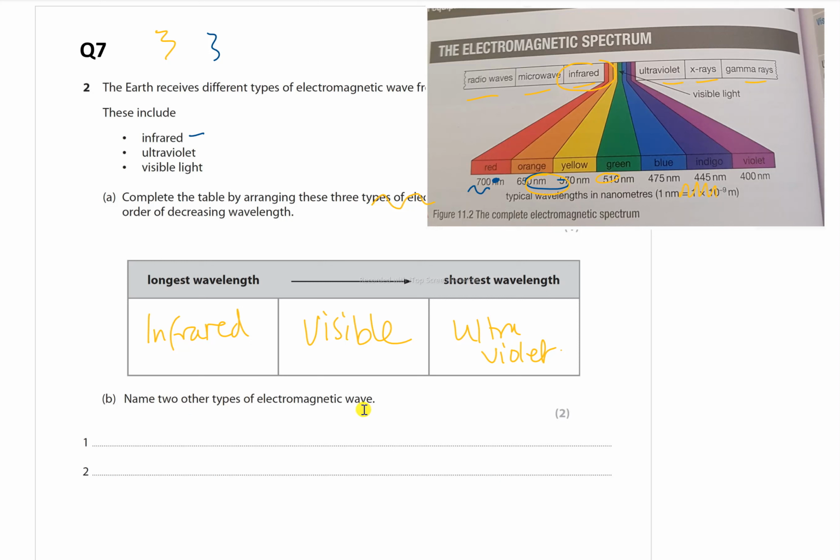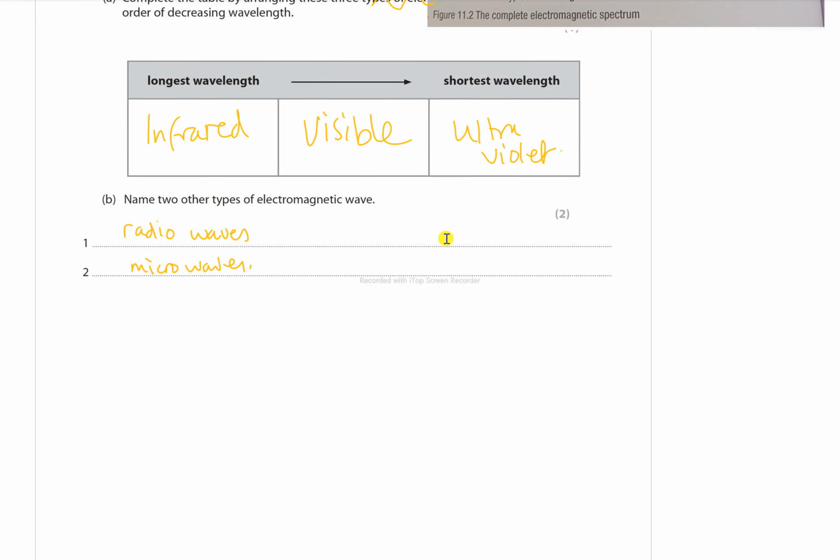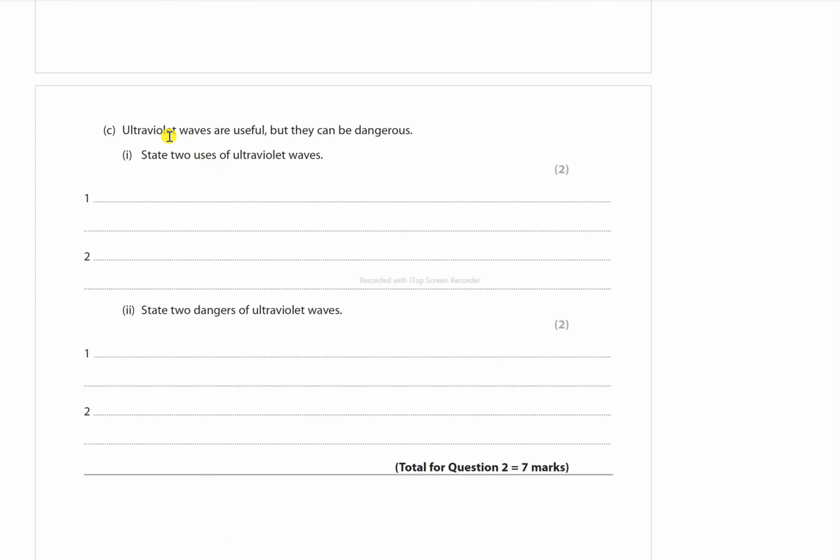Name two other types of electromagnetic waves. So we've got them here. We can say radio and micro, microwaves. It's weird, isn't it, how you've got to put wave in front of radio and micro, but not in front of infra, ultra, X-ray or gamma ray. Those are rays. That's fair enough.